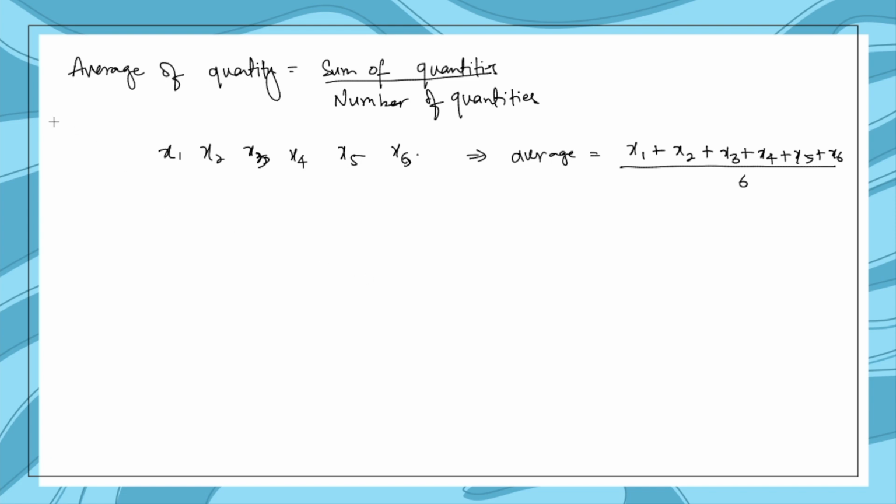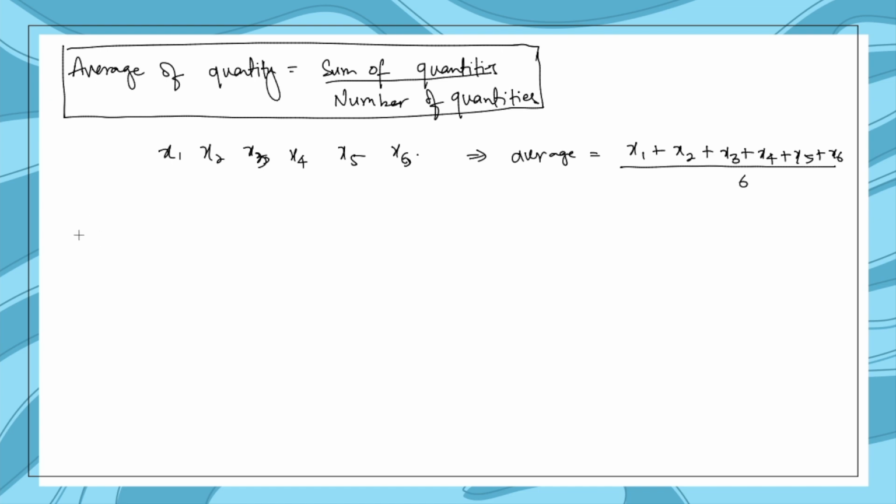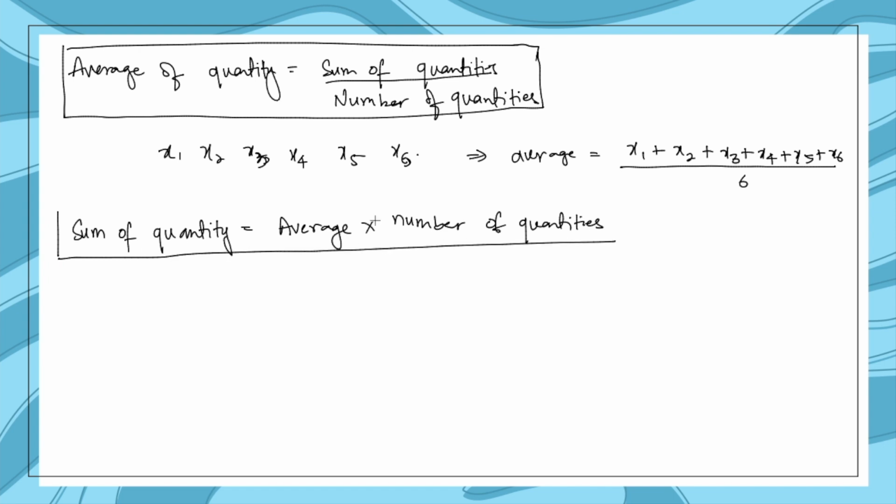Now from this itself you can make one more formula. If you want to find out the sum of quantities and you are already given the average, you can calculate by this formula: sum of quantities is equal to the average value multiplied by the number of quantities. This formula is useful when you are solving average related questions. So these are two basic formulas which you should know.